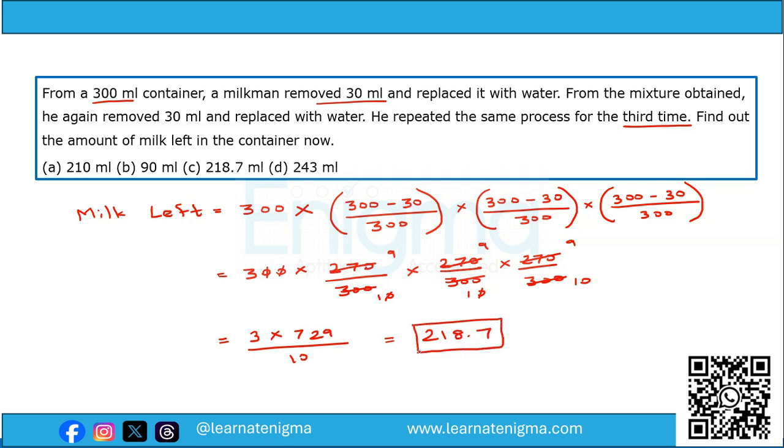So that is the amount of milk left after these 3 processes. So the answer will be option C.